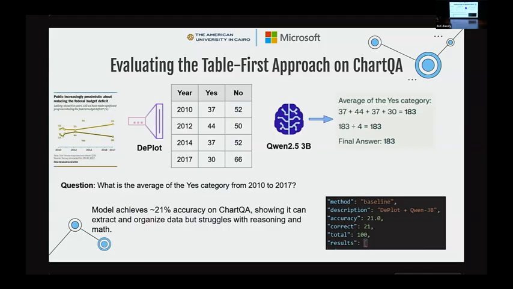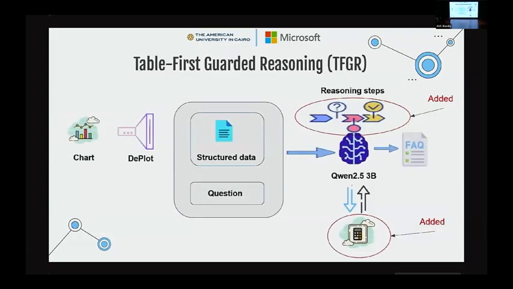As you can see, the pipeline extracted the data precisely, and the text-to-text model started by summing the values in the yes category and then divided them by the number of elements, which is the right logic, but it failed miserably in math. Therefore, we ended up getting 21% accuracy on the ChartQA dataset, which shows that our model still struggles in math and reasoning. So, to resolve these issues, we implemented chain of thought reasoning steps and integrated an external solver, trying to mitigate and handle the math and reasoning issues.